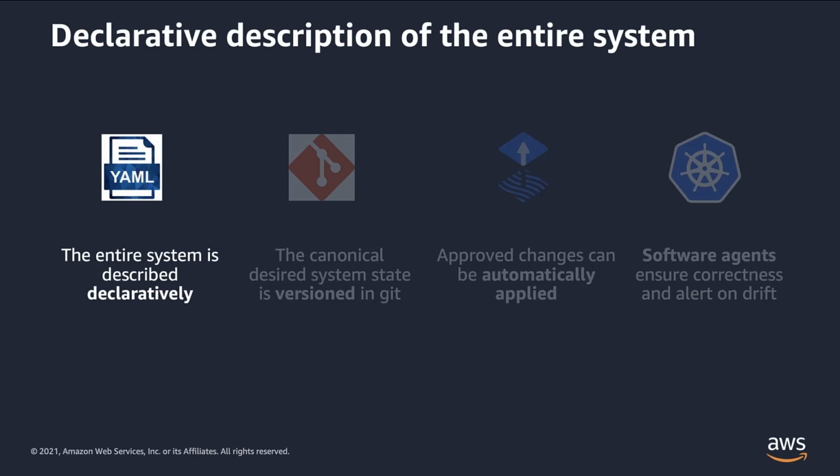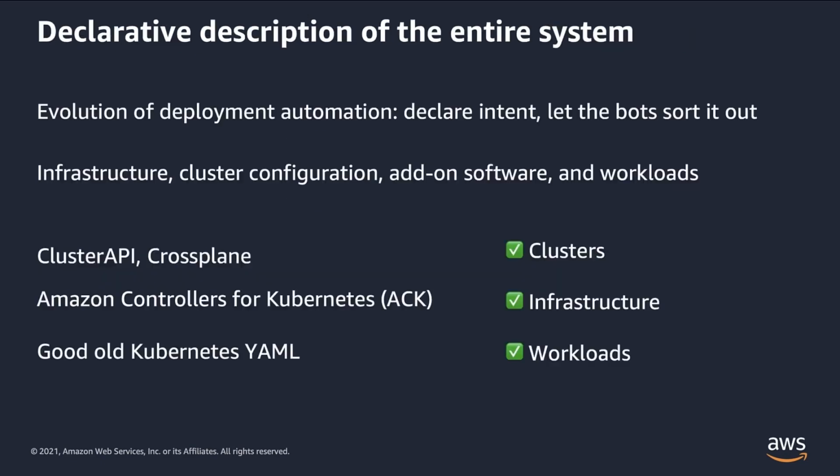So the entire system is described declaratively. This is really the evolution of deployment automation. In this case, we're talking about everything, right? So infrastructure, cluster configuration, add-ons, the whole works needs to be declaratively described. I can't really stress this enough.